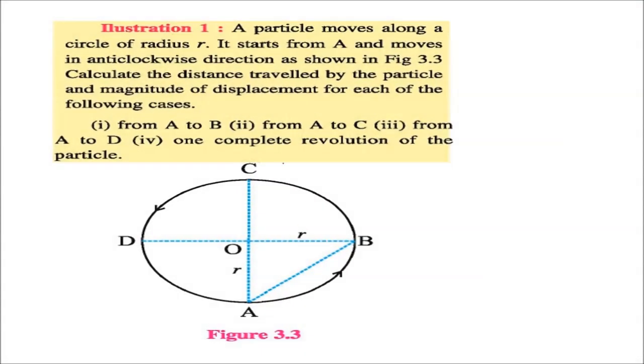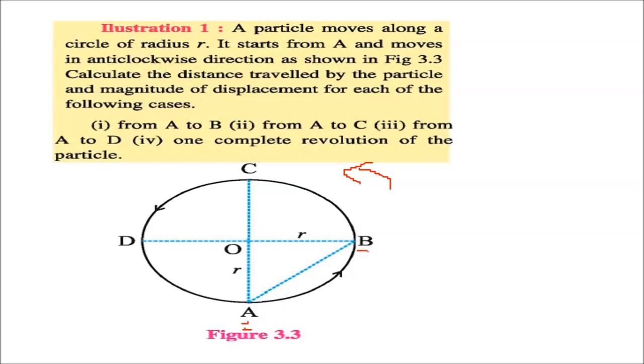So a particle moves along a circle of radius r. It starts from A in anti-clockwise, that is in the opposite way the clock moves. Calculate the distance traveled by the particle and the magnitude of displacement in each of the following cases. So from A to B.